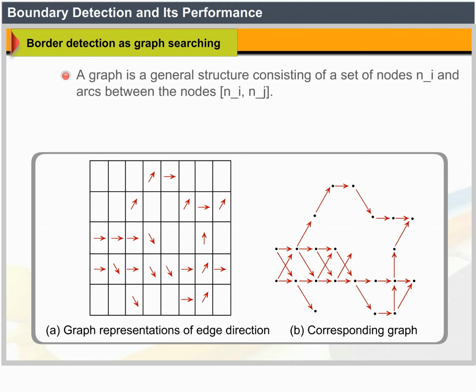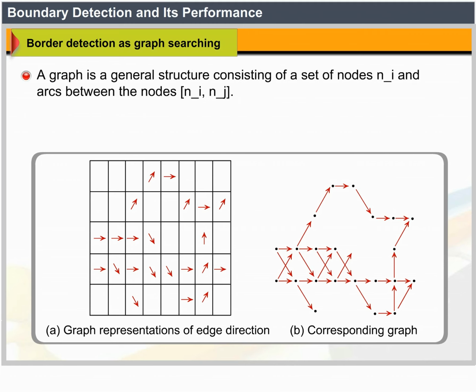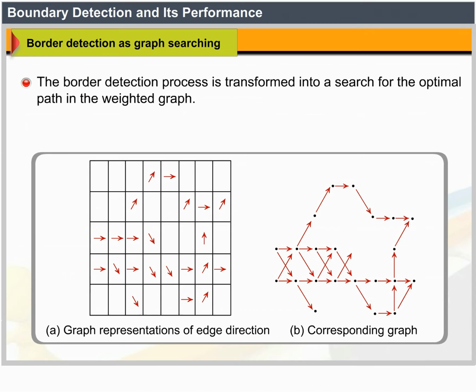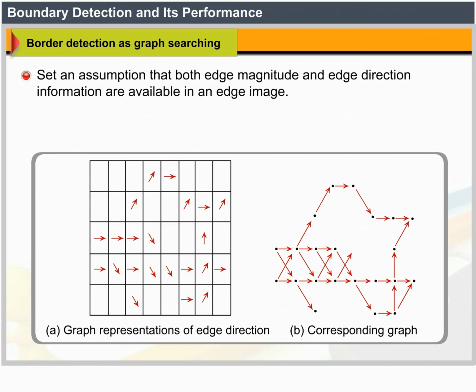A graph is a general structure consisting of a set of nodes Ni and arcs between the nodes Ni and Nj. We consider oriented and numerically weighted arcs, these weights being called costs. The border detection process is transformed into a search for the optimal path in the weighted graph. Assume that both edge magnitude and edge direction information is available in an edge image. The figure depicts graph representation of edge direction and corresponding graph.